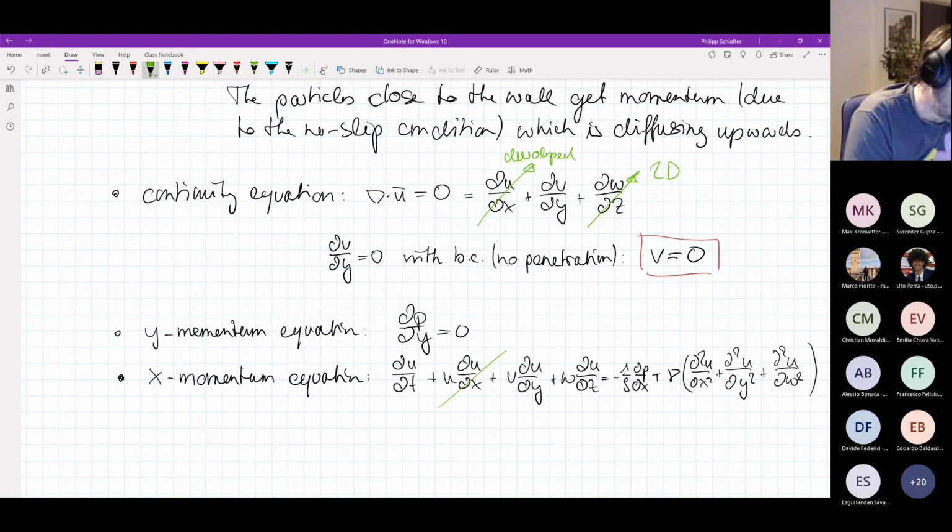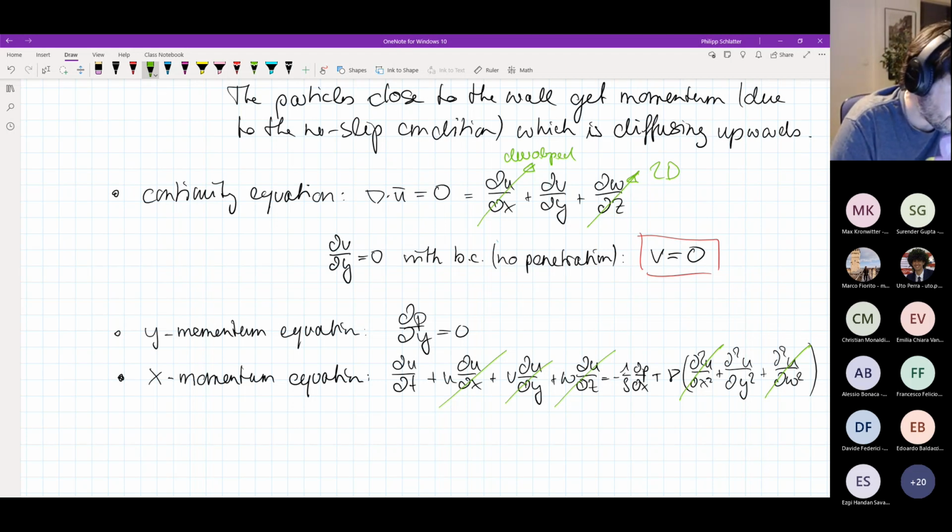Okay. This one goes away. It's fully developed, d/dx is 0. This one goes away because v is 0. This one goes away because, well, it's 2D. And so d/dz is 0, w is 0. This one goes away because it's fully developed. This one goes away because it's 2D.